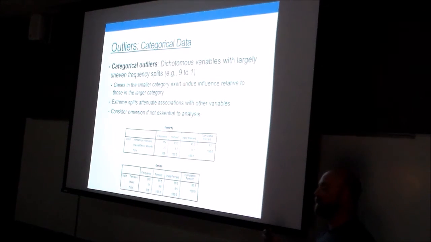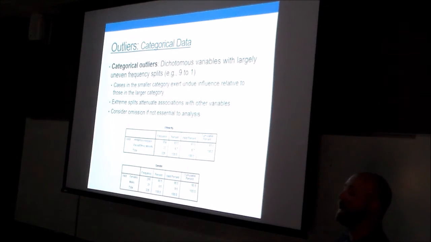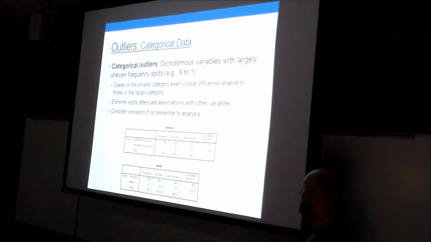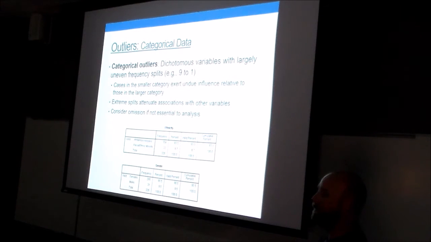So this is one thing that you will forget to look at when you're going through and screening your data. If we have categorical data, we want to make sure that we don't have outliers in terms of splits. They don't have to be exactly even 50-50, but if they're exceeding ratios of 9 to 1, we've got problems.